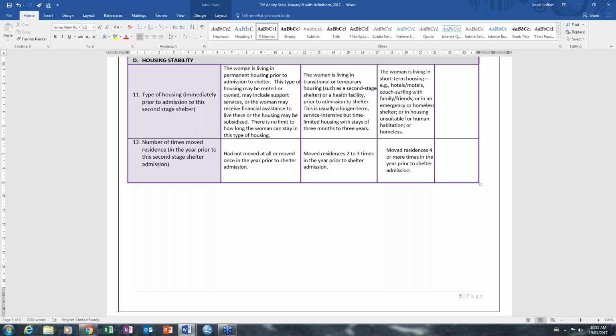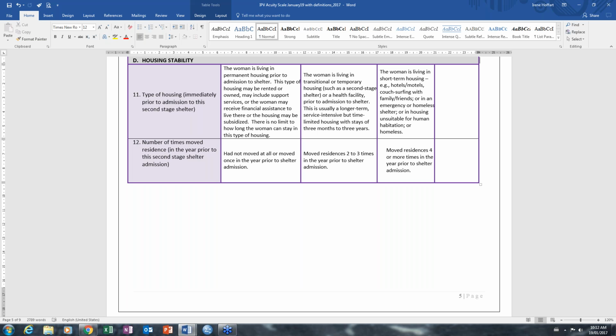Do you want to repeat that? Because I was thinking it was 2. Okay, yeah, so she went into emergency shelter, then to her parents, then to second stage. Okay, yeah, so sorry. The period of a year is an important consideration here. So let's say we'll take 1 year, and let's say she's trying to get into the shelter on January 1st of 2017.